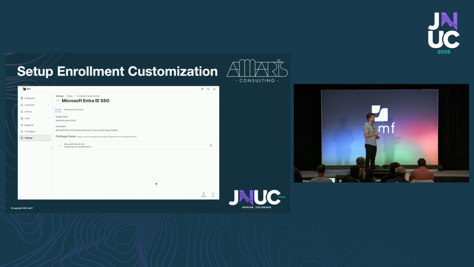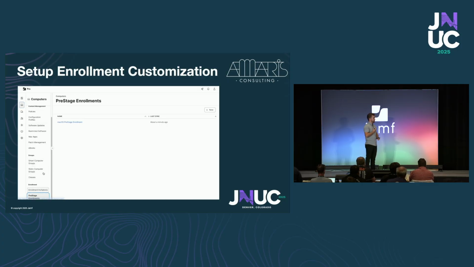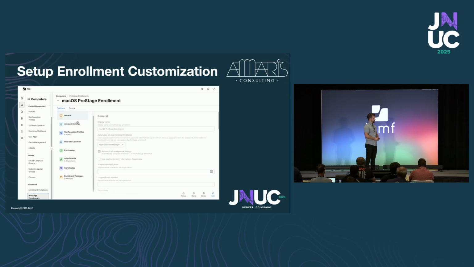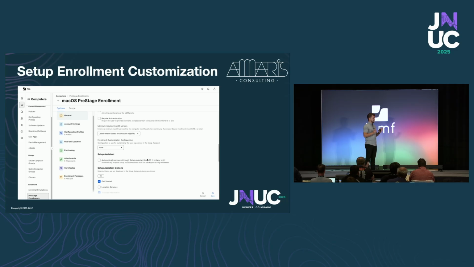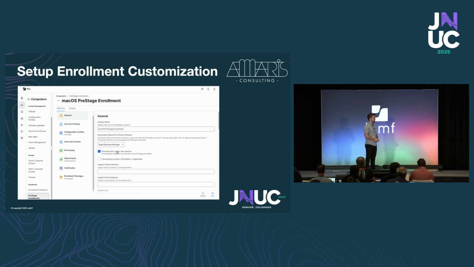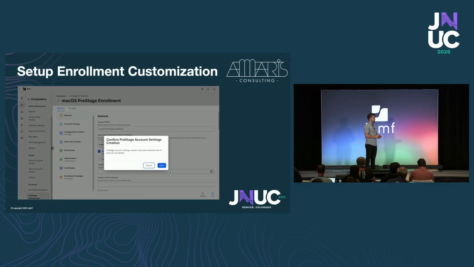We simply have to go in our pre-stage enrollment and assign it to the pre-stage enrollment. Because if it's not assigned in here, the pre-stage enrollment being kind of like an enrollment profile, you could say, if it's not in there, then it's not going to be applied. And that would be the same thing for mobile devices.